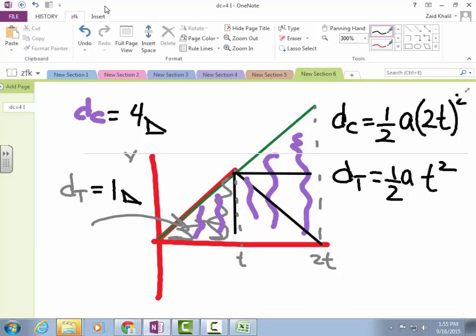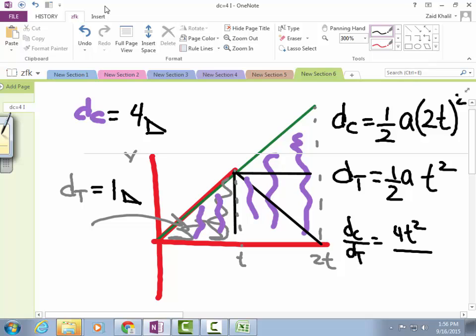Just divide them. In other words, you get dc over dt is equal to what? What happens to the 1/2 a's? They all cancel. 2t quantity squared is equal to 4t squared over t squared. What happens to the t squareds? They cancel as well. And you're just left with 4.